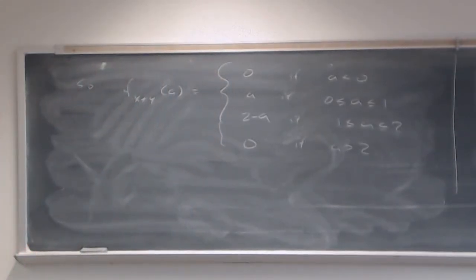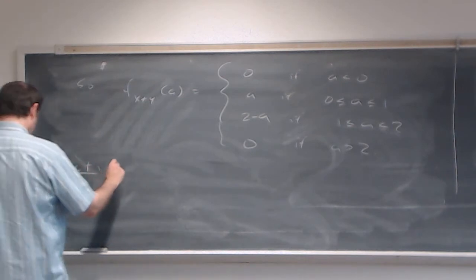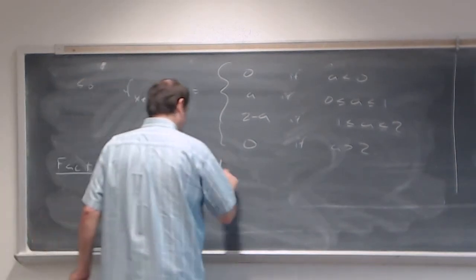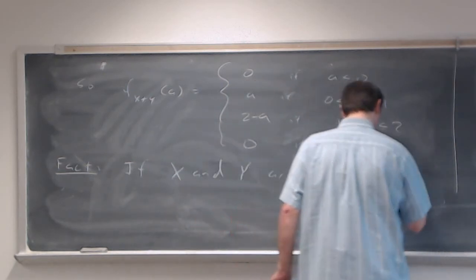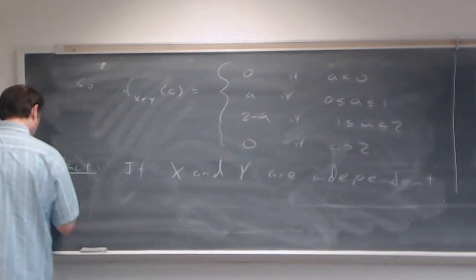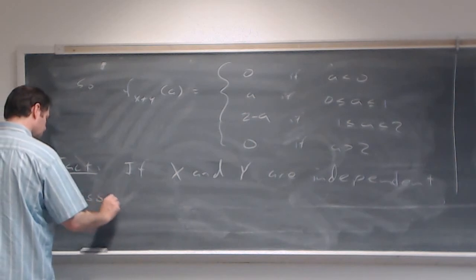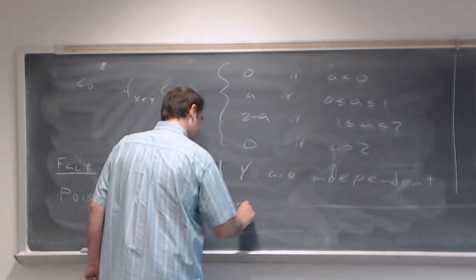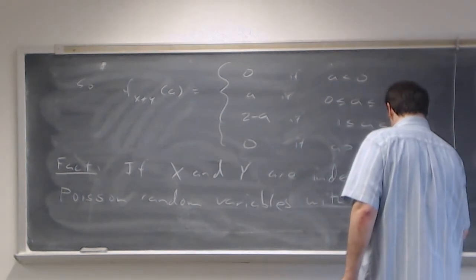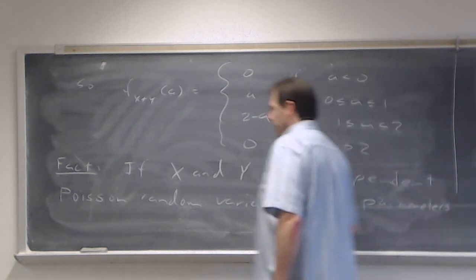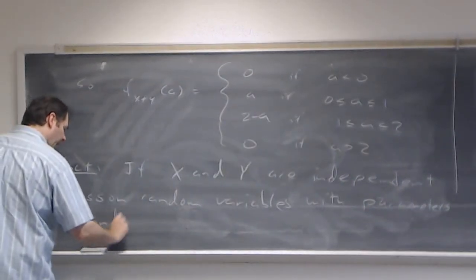Well, having done that, I now want to list one fact about independent Poisson random variables and their addition. So, if x and y are independent Poisson random variables with parameters. Okay, so for x, the parameter is lambda sub 1, and for y, it's lambda sub 2.